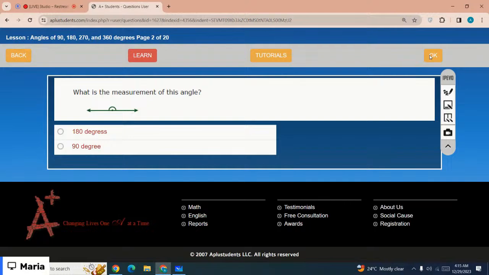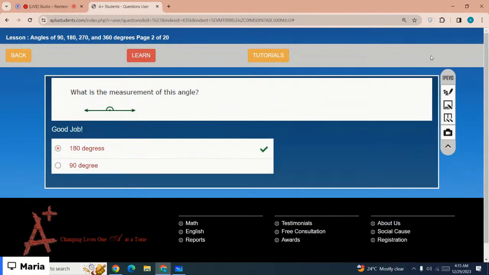What is the measurement of this angle? That is a straight line. So what angle is it on the straight line? On the straight line you have 180 degrees. Very good. The correct option is 180 degrees.